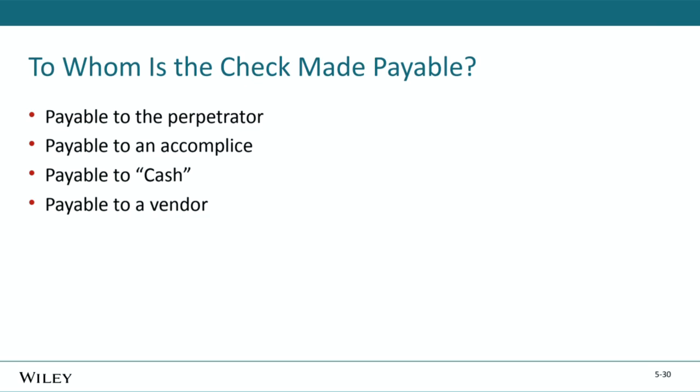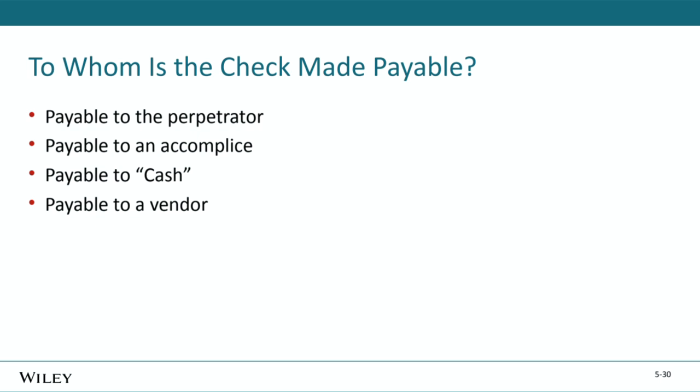Now, who do you make the check out to? Well, you can make it out to yourself. If you're the perpetrator, make it out to yourself. That's dumb, because then you've just given yourself up. Make it payable to an accomplice. Now that could be, say, a homeless guy.